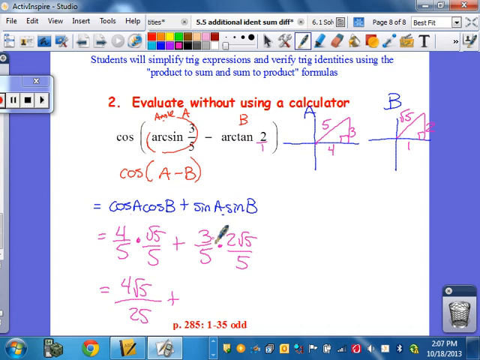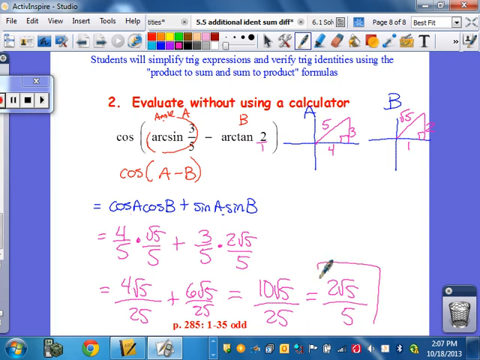if I multiply the top together, what is that? 6 root 5 over 25. And now since I have a common denominator, I can add these together. So 4 root 5 plus 6 root 5s. 4 of them plus 6 of them is 10 root 5s over 25. And what goes into both? 5. So 10 divided by 5 is 2 root 5 over 25 divided by 5 is 5. And that would be your answer.